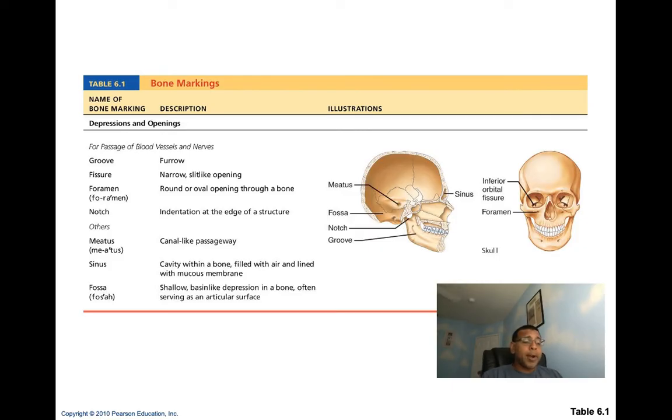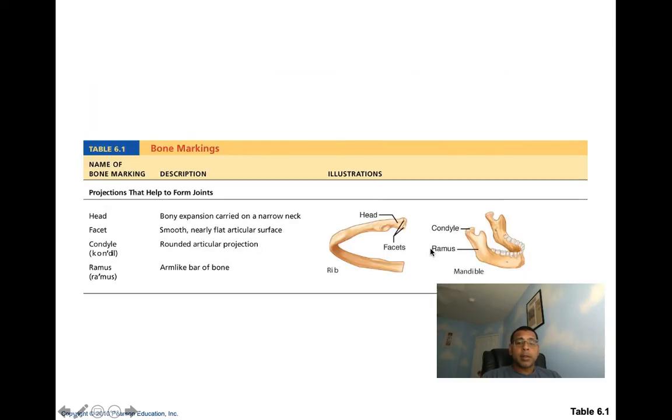And then we have the term foramen. Foramen is a round or oval opening through a bone. Next is the term notch. Notch is an indentation at the edge of a structure. Here we can appreciate a nice notch right inside of here.